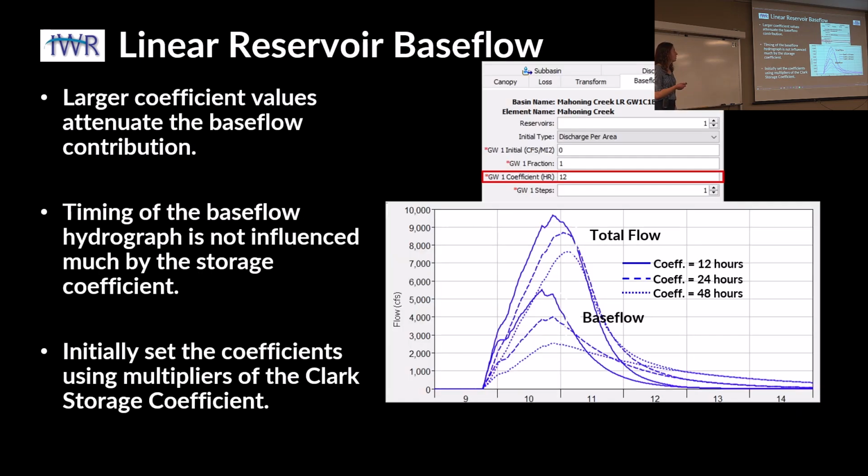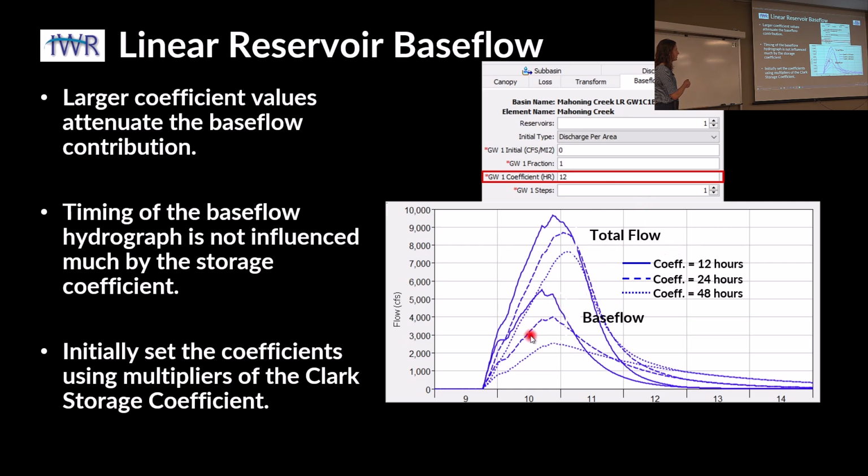All right, so let's talk more about our linear reservoir coefficients. Larger coefficients attenuate the Baseflow contribution. So let's look here, 6 hydrographs. The top 3, the largest, are the total flow, and then the bottom 3 are Baseflow. I think we only have 1 Baseflow layer here and only 1 reservoir, but we vary the coefficient of that linear reservoir.